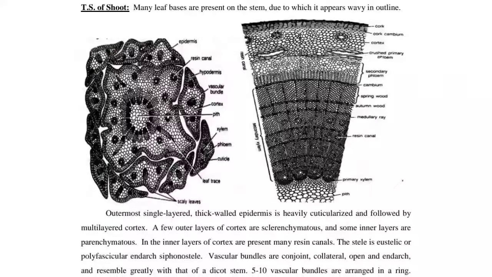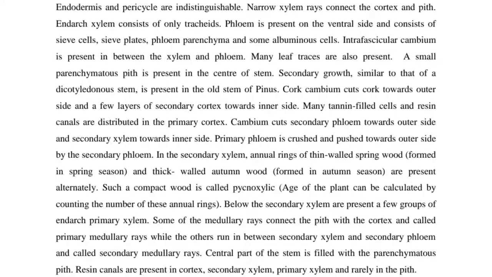Vascular bundles are conjoint, collateral, open and endarch, and resemble greatly with that of a dicot stem. 5 to 10 vascular bundles are arranged in a ring. Endodermis and pericycle are indistinguishable. Narrow xylem rays connect the cortex and pith. Endarch xylem consists of only tracheids. Phloem is present on the ventral side and consists of sieve cells, sieve plates, phloem parenchyma and some albuminous cells.